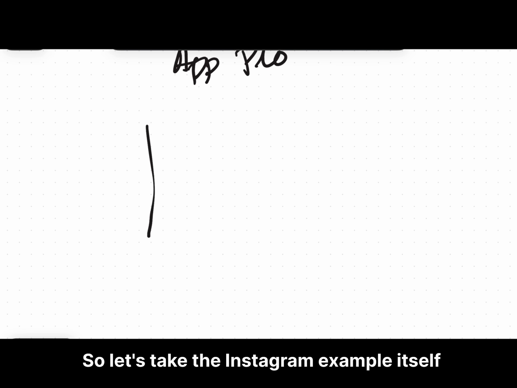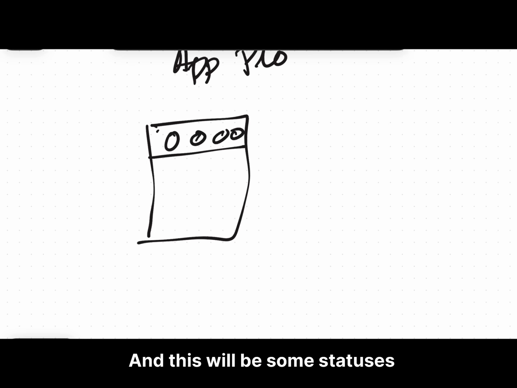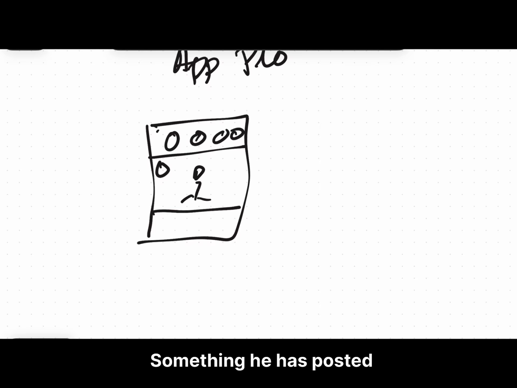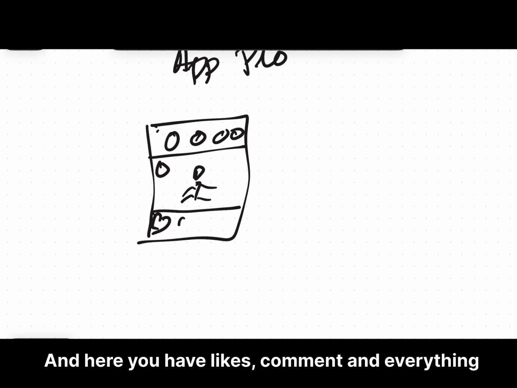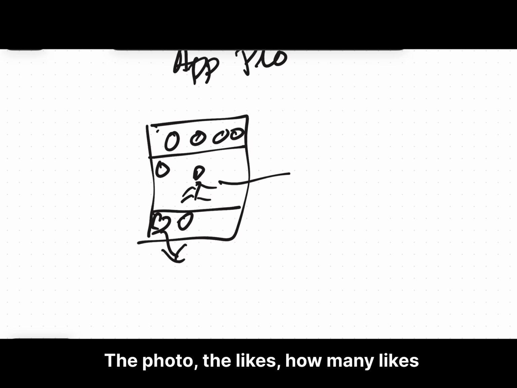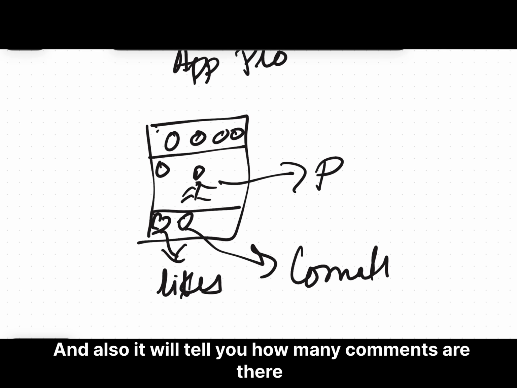So when do we use an API? It can be your Instagram. So let's take the Instagram example itself. You have your Instagram page here, and this will be some statuses, and this will be one of your friends who has posted something, and here you have likes, comments, and everything. You will also be able to see the photo, how many likes, and you can also like it, and you can also comment on it, and it will tell you how many comments there are.